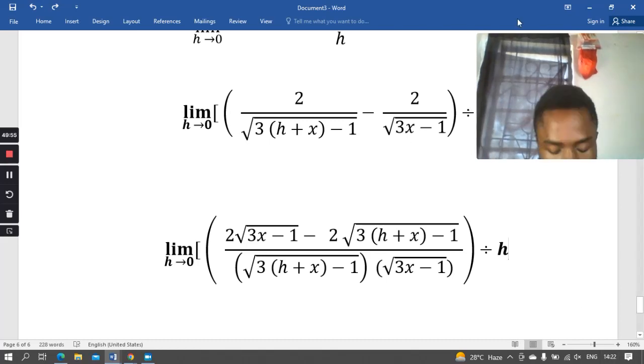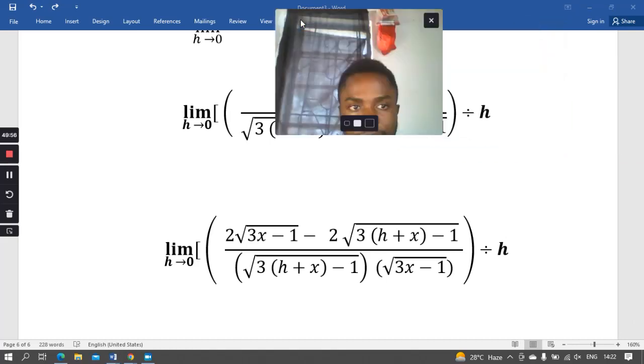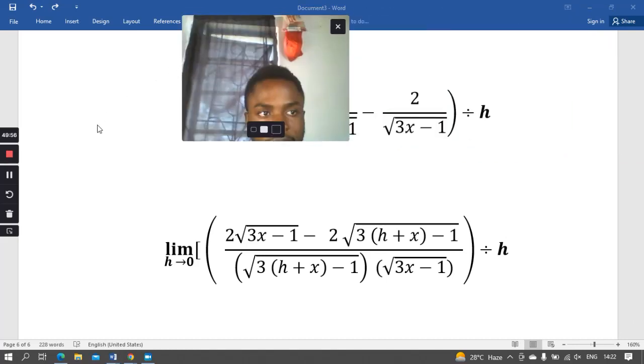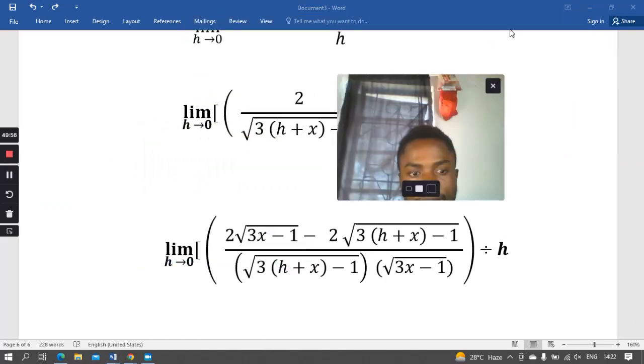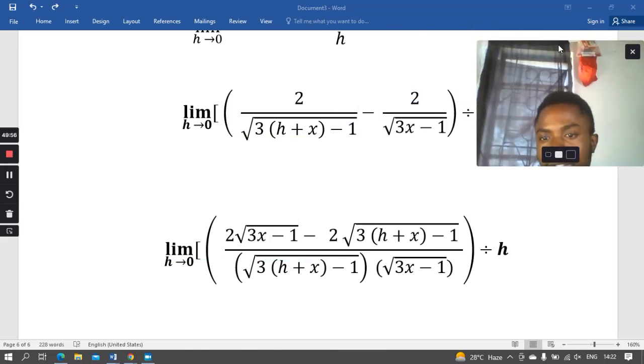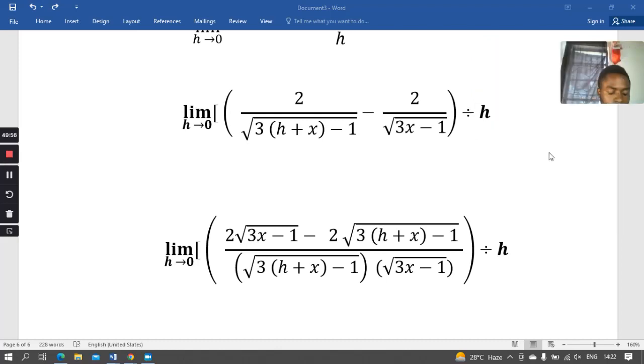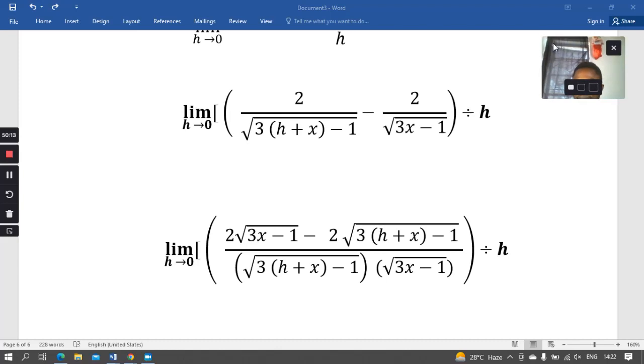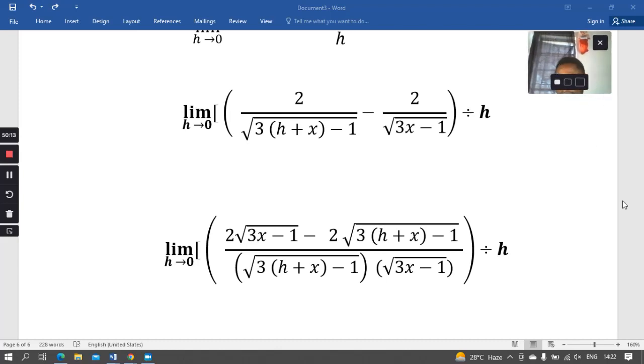Okay, so let me just get myself somewhere. Or I just reduce my size so that at least my crushes can stop crushing on me. Right, I think I can be there. Okay, yeah, I think I can be there somewhere.